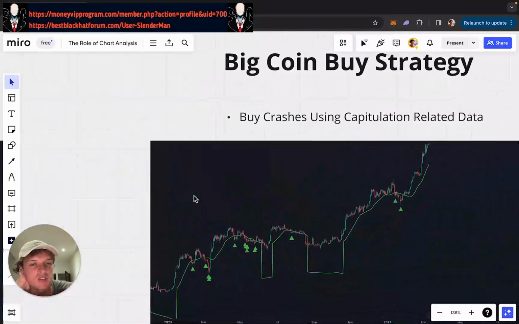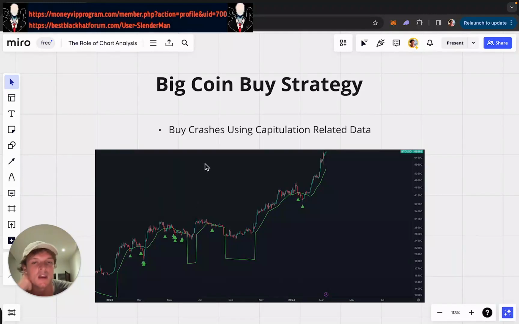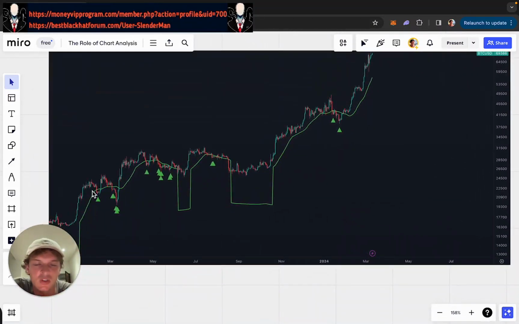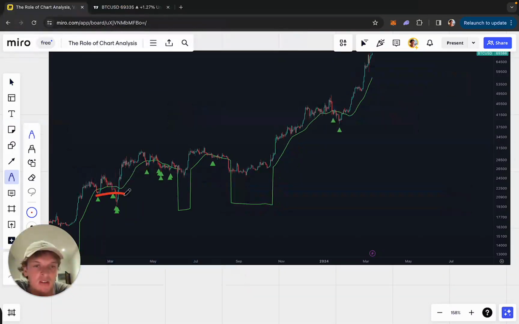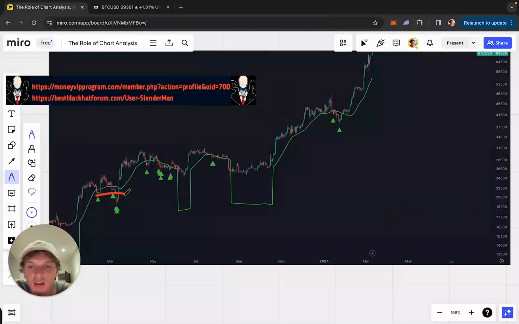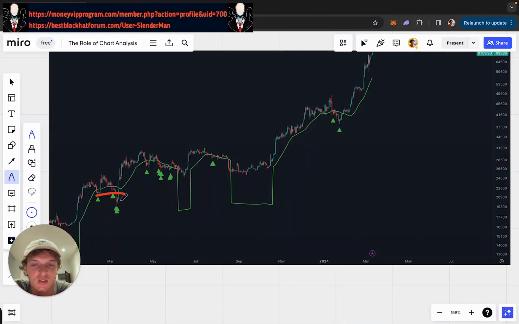Now, the second, for big coins like Bitcoin, it's really just about buying crashes using capitulation-related data. So this is the Bitcoin chart, right? And we just use the Hunter algo to buy, right? The Hunter algo said to buy here, but technical analysis said to sell because it broke the support level, right? If a coin breaks below a support, that's usually a bad sign. But with Bitcoin, it tends to completely mess over the traders, right? Whereas our tool was able to say, hey, look, a lot of people are losing money here. This is probably a bottom. The sentiment's really bearish. This is probably a bottom.